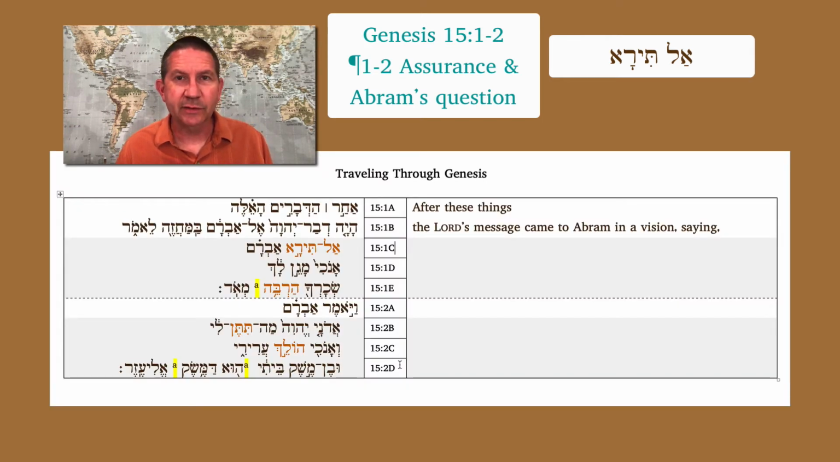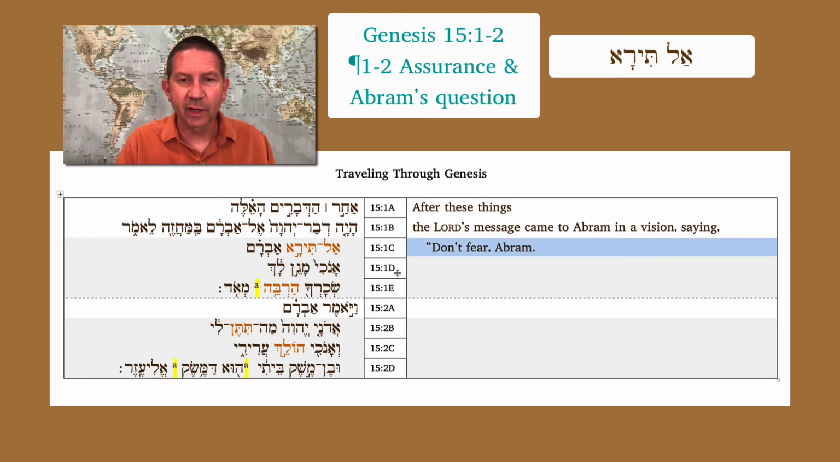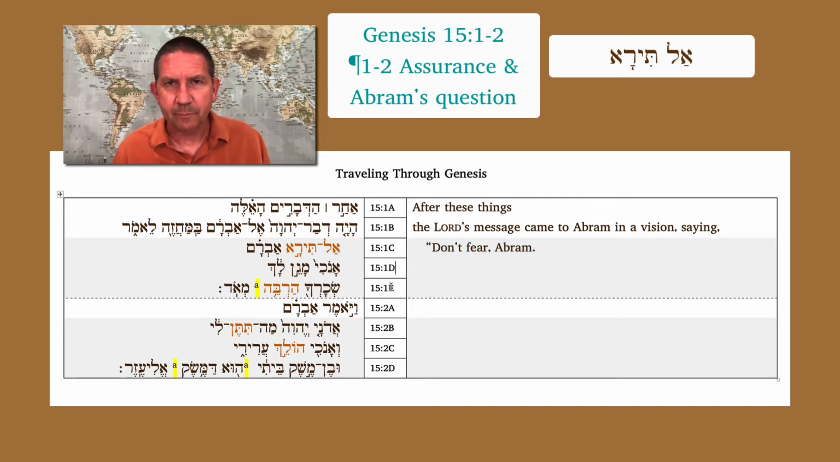Coming back to our passage, we have al tira Avram, do not be afraid, Avram, or don't fear, Abram. We might stop and reflect here. How many times have you heard somebody say something like, do you know what the most common command is in the Bible? Don't be afraid. And then maybe they tell you how many times it occurs. Well, we just talked about the difference in how to recognize a Jussive and an imperfect. Is it going to matter whether it says al plus Jussive or lo plus imperfect when people are told do not fear? And what would that difference be?